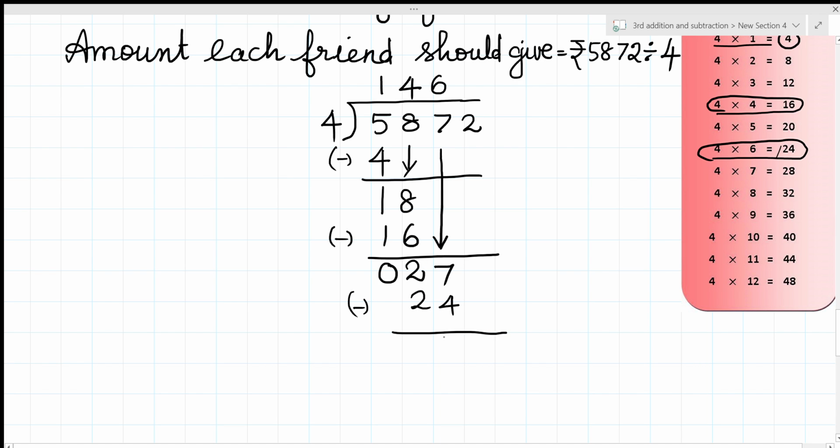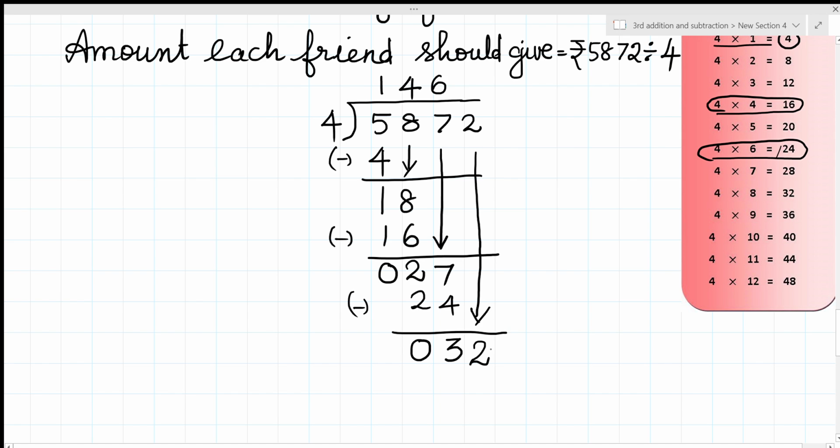7 minus 4, 3. 2 minus 2, 0. Now we have 3. It is less than the divisor. So we have to bring down the next digit. What is the next digit, children? It is 2. So now we have 32.